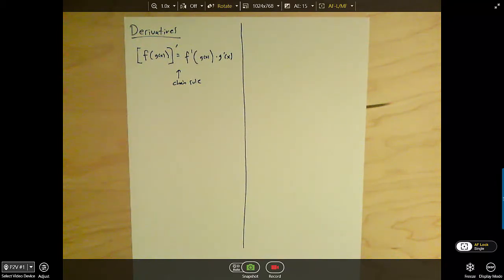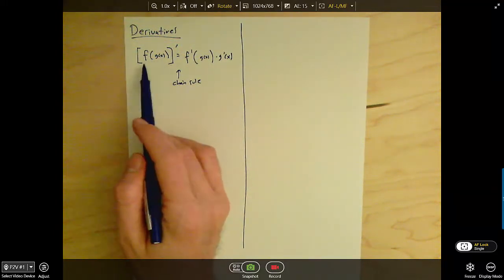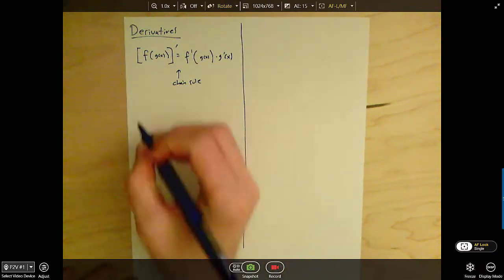So let's look at an example. Here's the chain rule. What the chain rule has in common with all of the other derivative shortcuts is that these shortcuts let you find the derivative of combinations of elementary functions. So in this particular case, it's if we compose one elementary function with another.